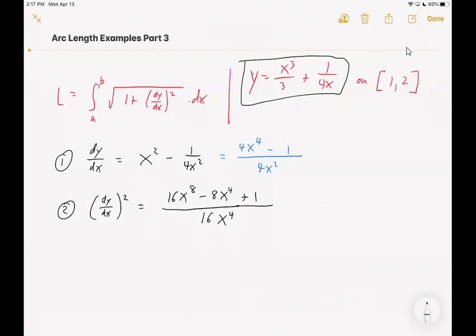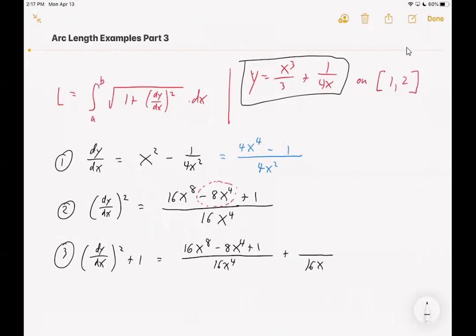Now there's a reason this is going to be so nice. It's this minus 8x to the 4th part. They've rigged the problem to be really nice because in step 3, we need to add 1. So we're going to take the answer we had and add 1. So let's write out the answer we had and let's figure out why adding 1 is so nice in this case. If instead of adding 1, I consider the denominator 16x to the 4th, I'm really going to add 16x to the 4th to the numerator.